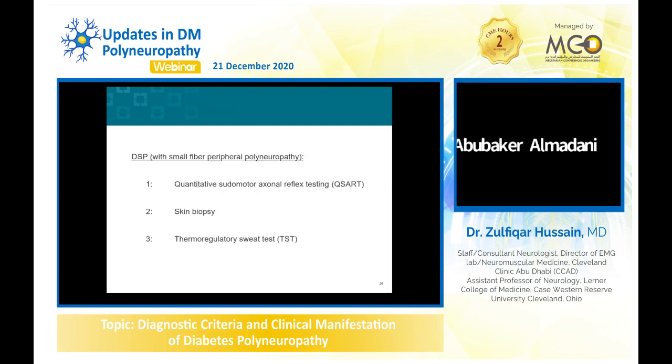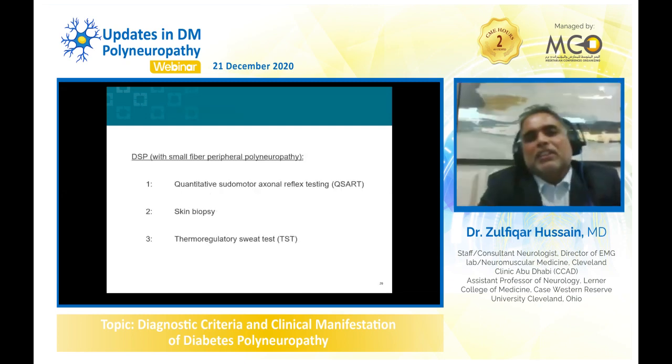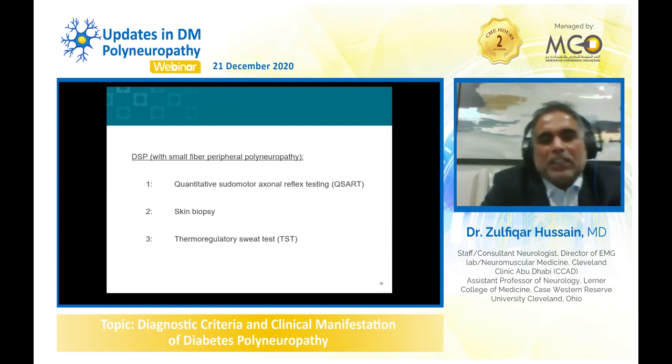Okay. So a lot of pre-diabetic peripheral neuropathy and even diabetic polyneuropathy starts with small fiber neuropathy a lot of times.